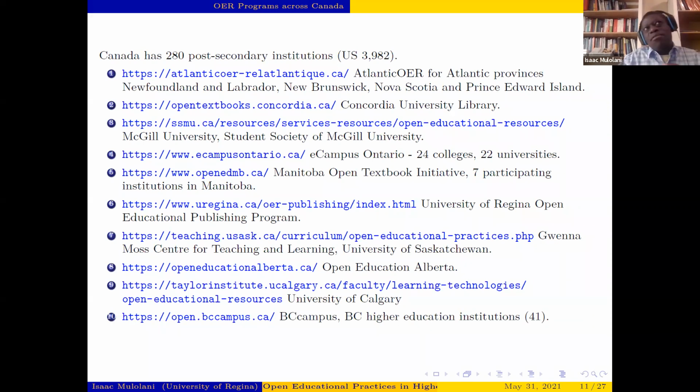And if we go to British Columbia, we've got BC Campus, which is also the big body that houses all of the resources created in the province of British Columbia. And there's a bunch of universities and colleges, 41 of them in British Columbia. So there's a lot of work in developing open educational resources happening in Canada.